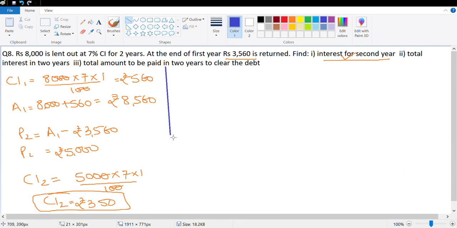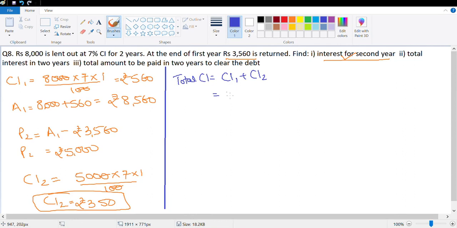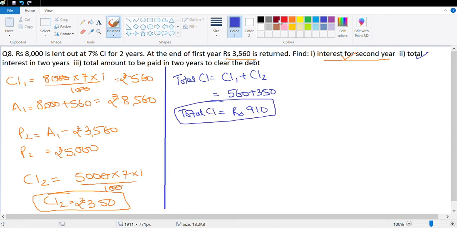Let's look at second part. Total interest in both the years, which means total compound interest would be equal to CI1 plus CI2. In this case, first term it was 560, second term it was 350, which is equal to rupees 910. So total CI for 2 years is rupees 910. Second part of the question done. Let's look at third part. Total amount to be paid in 2 years to clear the debt.